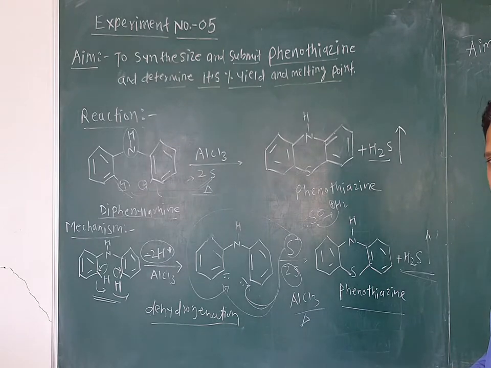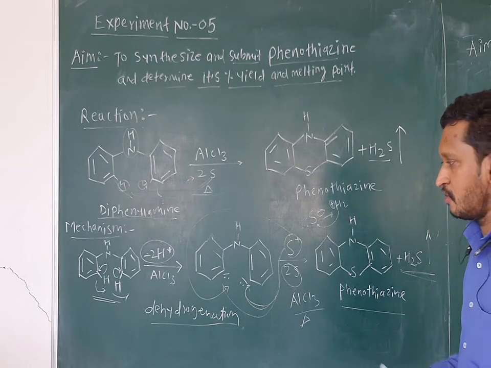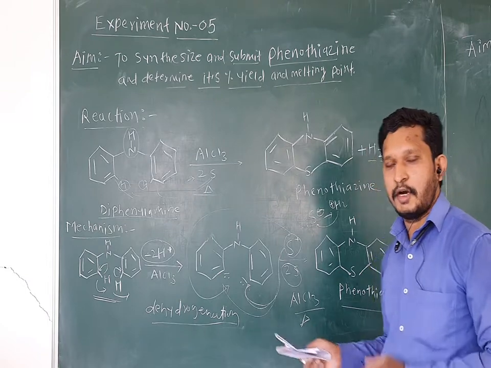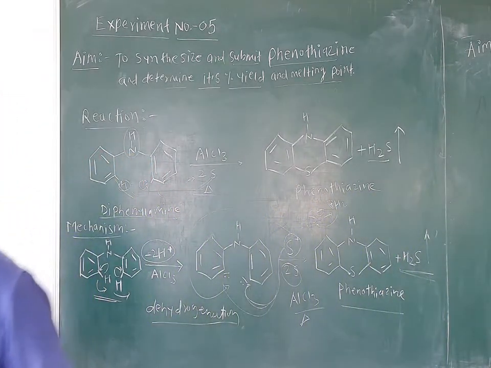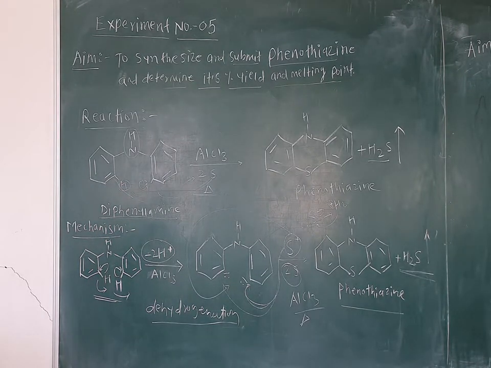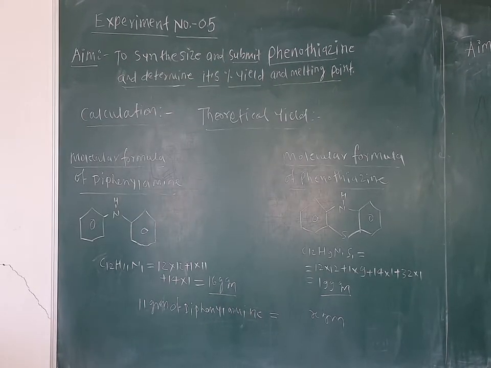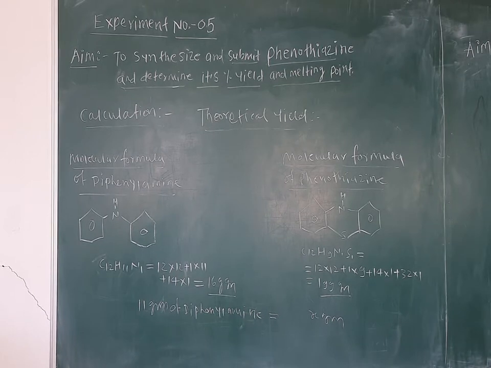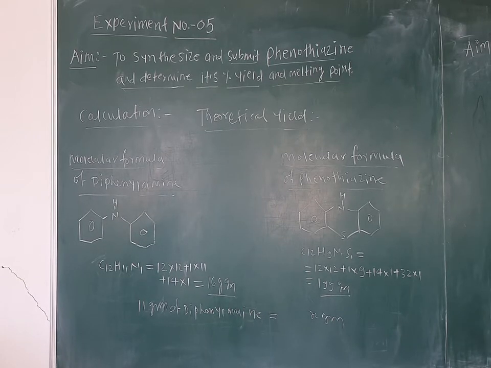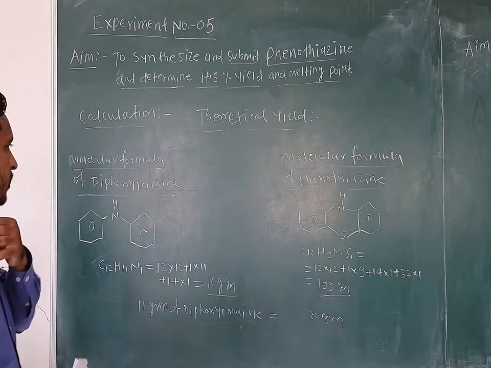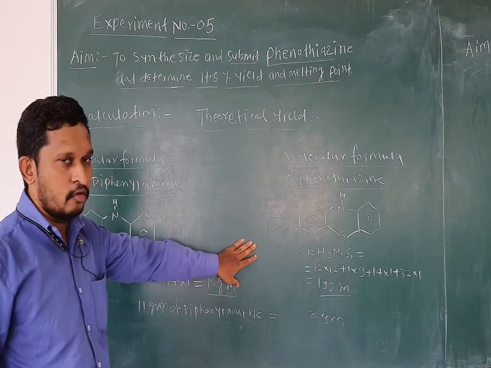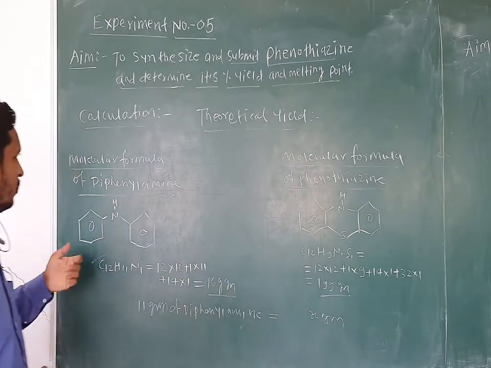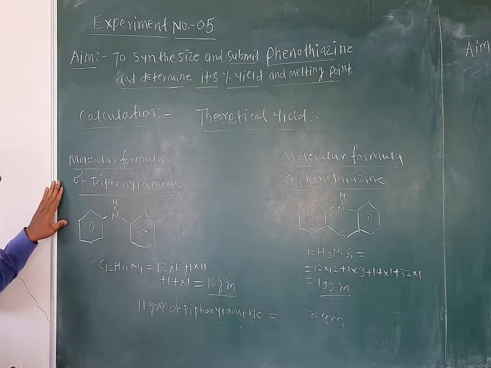Now after that let us do the next part, that is the calculation part. Into the calculation, let us calculate first of all the theoretical yield of phenothiazine. So let us do the theoretical yield. First of all, the molecular formula of diphenylamine.